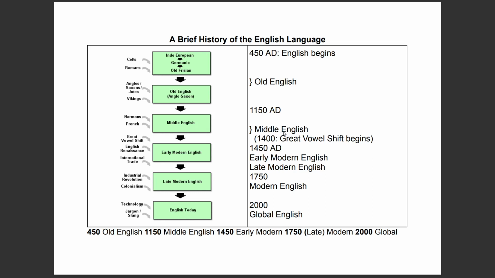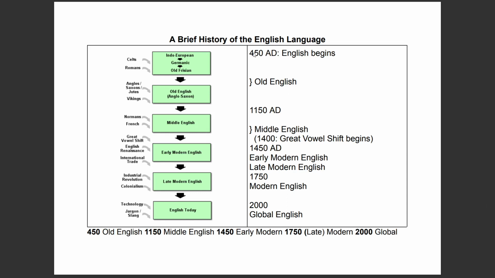And then we end up with Middle English here between 1150 and 1450. And also here, 1400, the great vowel shift begins. So we talked about that here. And it's evolving into early modern English around about 1450 to late modern English to 1750. And then from about 1750 or 1800, essentially we have modern English.